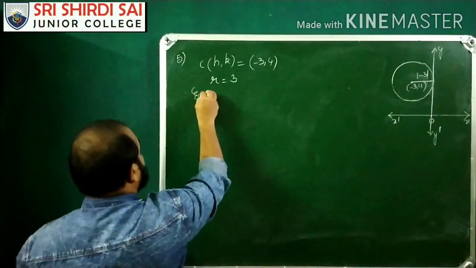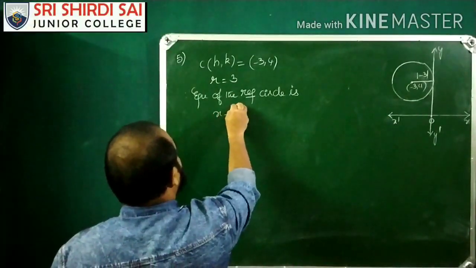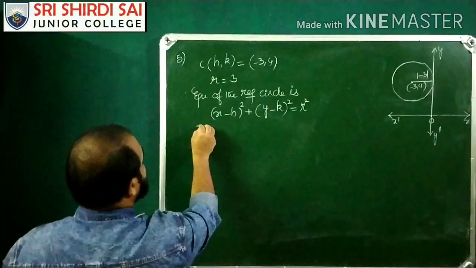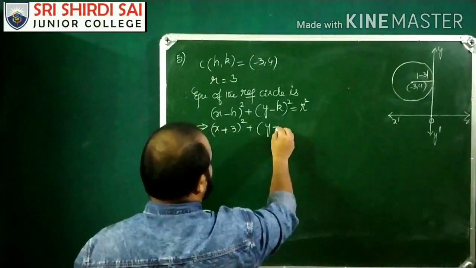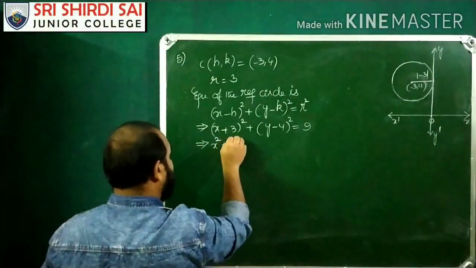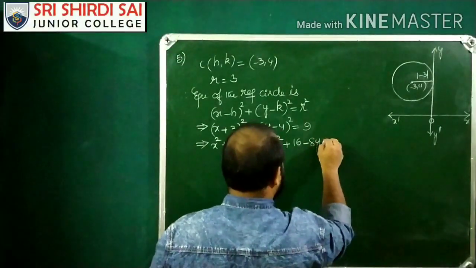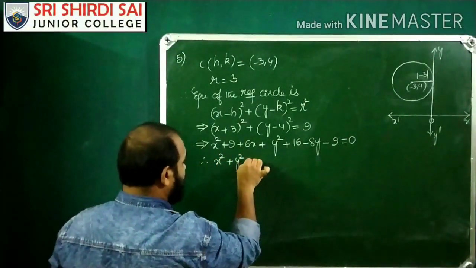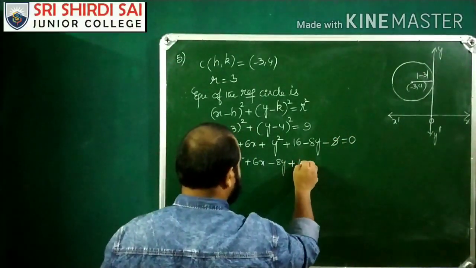So therefore the equation of the required circle is (x − h)² + (y − k)² = r², which implies (x + 3)² + (y − 4)² = 3², that is 9. Expanding: x² + 3², that is 9, plus 2·3, that is 6x, plus y² + 4², that is 16, minus 2·4, that is 8y, minus 9 equals 0. Therefore the equation of the required circle is x² + y² + 6x − 8y. The plus 9 and minus 9 get cancelled, plus 16 equals 0.